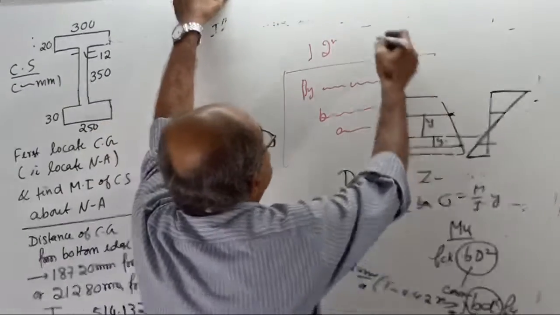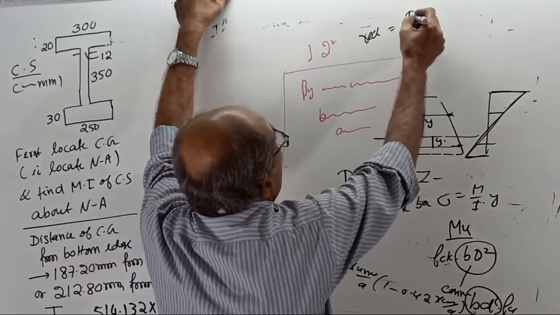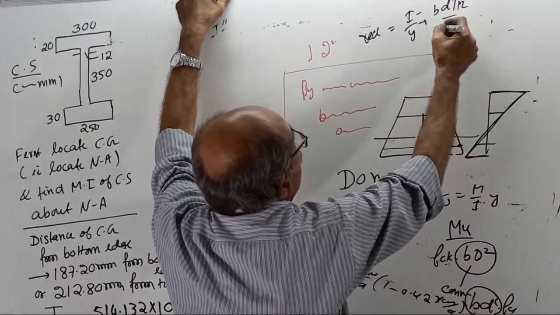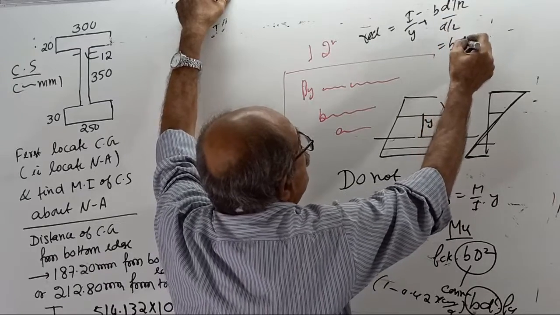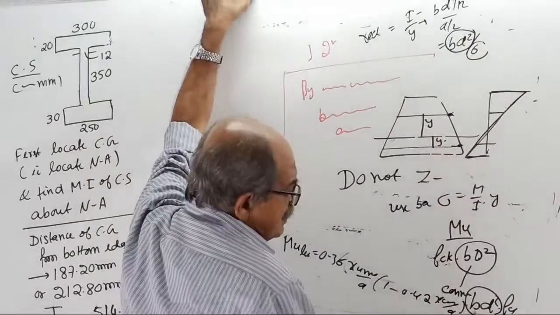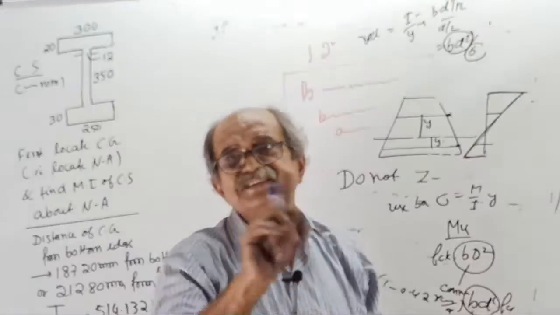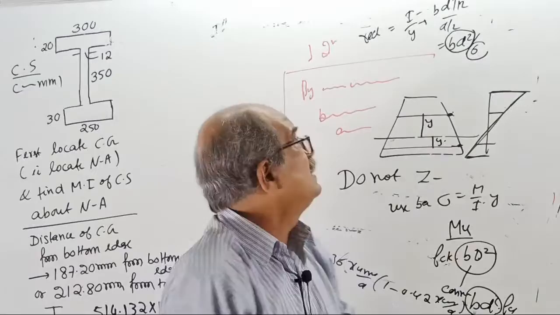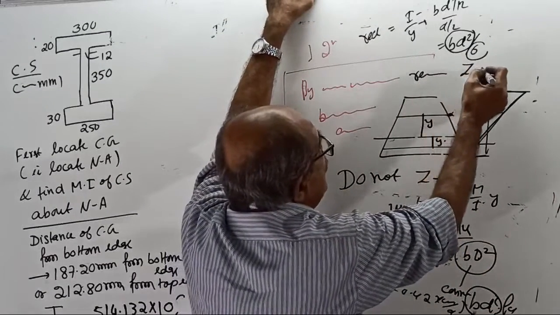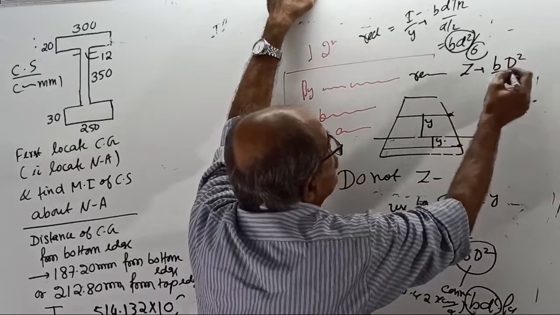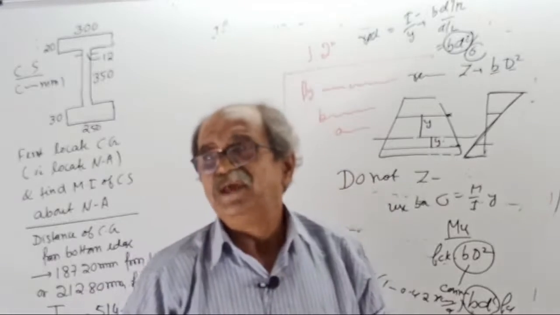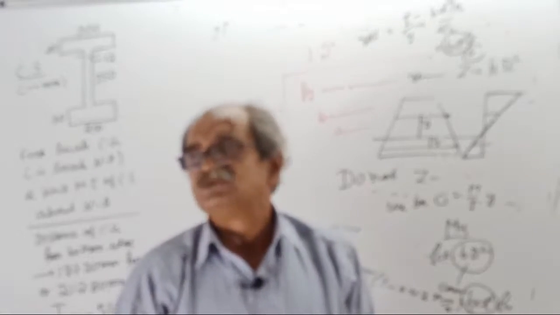See, if the section is rectangular, your I by Y will become BD cube by 12 divided by D by 2. It becomes BD square by 6. So the variable is BD square. The 6 will change for RCC because the lever arm is different, but that is just a number. Finally, for a rectangular section, your Z is proportional to BD square. In RCC also BD square, in steel also BD square, everywhere it is BD square only.